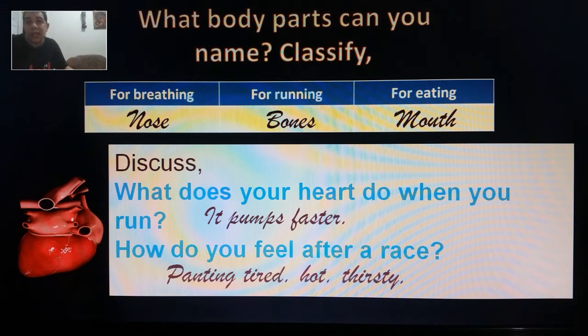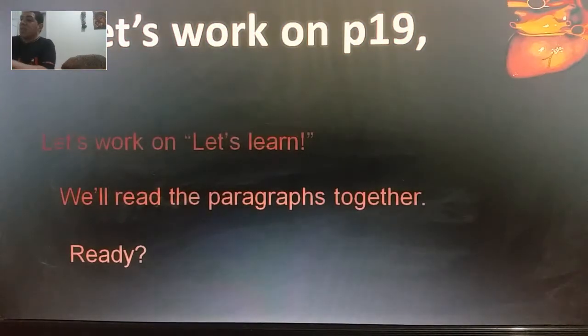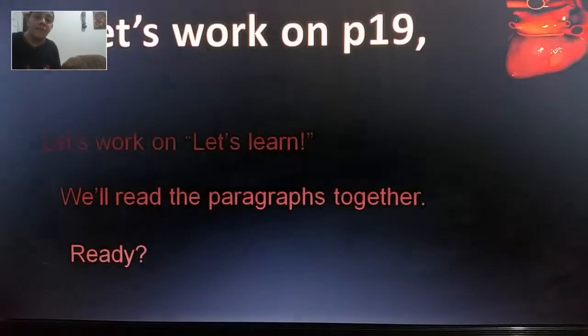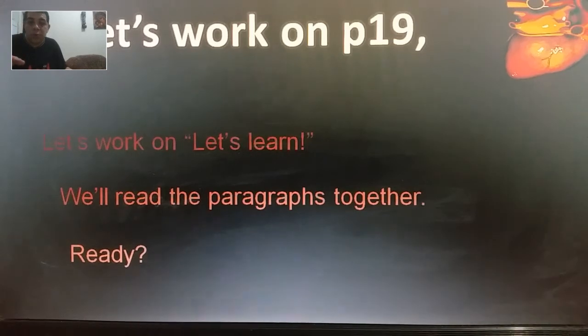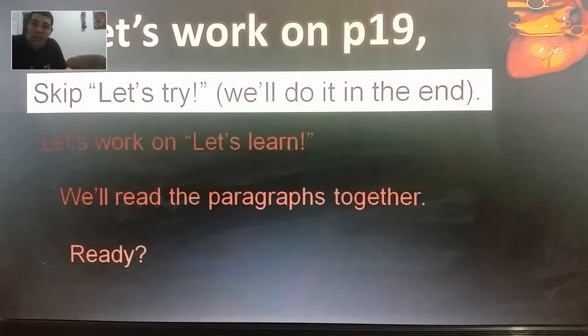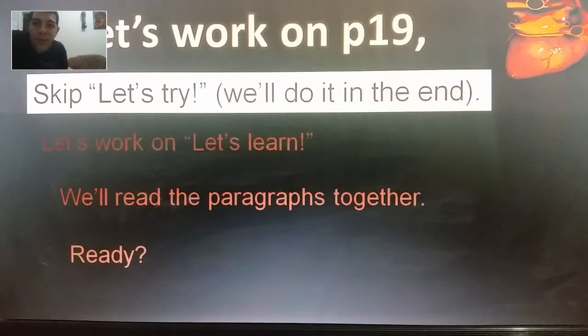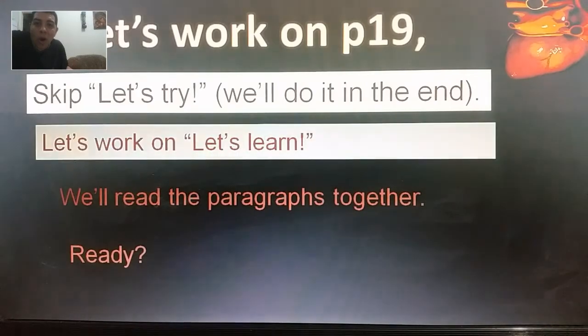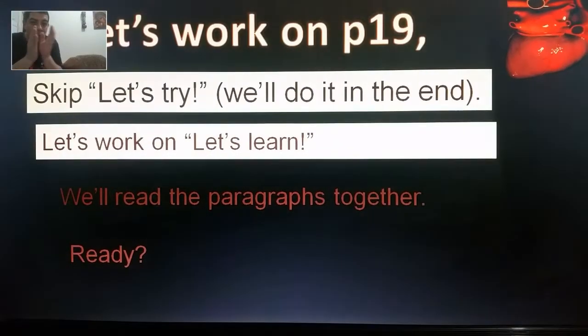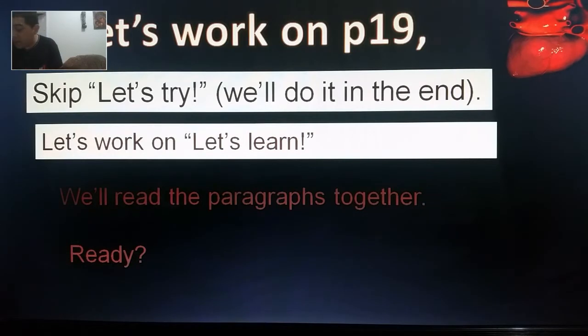And when you're done, let's continue with the next part. We'll continue on the next page, page 19. This one, right? You see it? Okay, so what are we doing on page 19? There is an experiment, the one that says let's try, but we're not going to do it now. We're going to do it later on. Right now we're going to work on the next part that says let's learn.